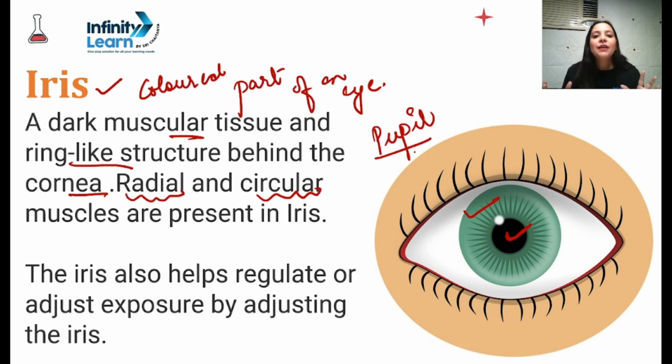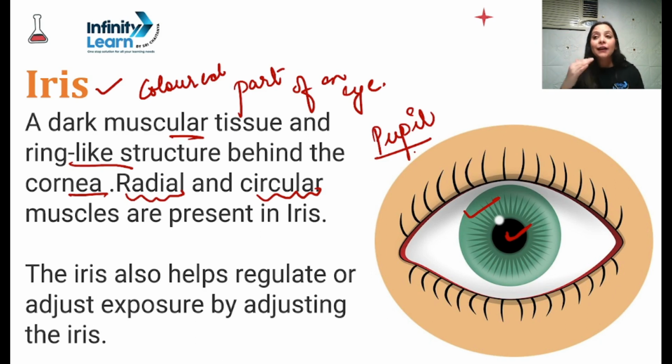It is adjusted according to the light intensity. See, if you go somewhere in bright light, then we want the appropriate light to enter through the eye, so that the image formed on the retina is clear and easily recognizable by the brain. But how will those appropriate rays go inside?